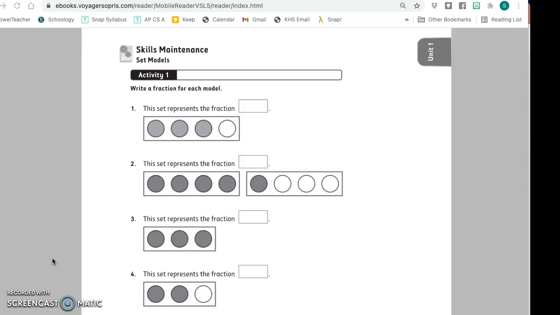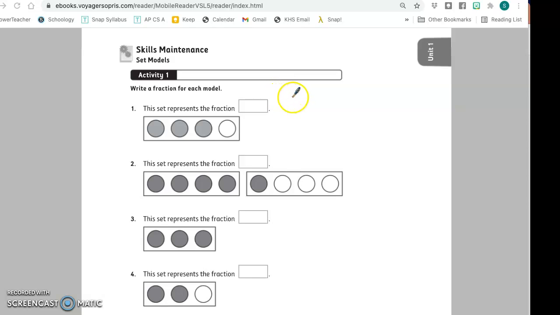So this is the skills maintenance part for your lesson today, which is going to be lesson 10. It's the unit 1 end of test or end of unit assessment, right? And this is part 1 that you're going to be working on.